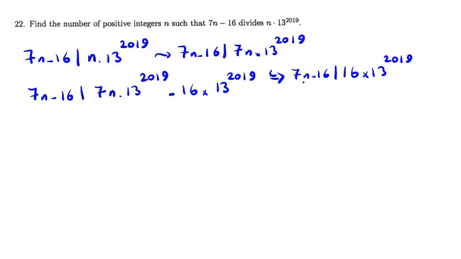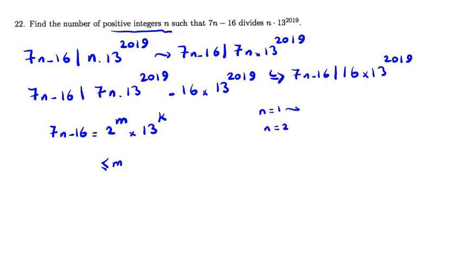So 7n minus 16 will be 2 to the power of m times 13 to the power of k, because it divides it. And m is nonnegative. Maybe n is positive, but 7n minus 16 is not necessarily positive. So we should check n equals 1 and n equals 2, in these cases it is negative.